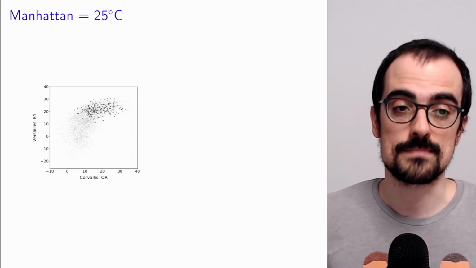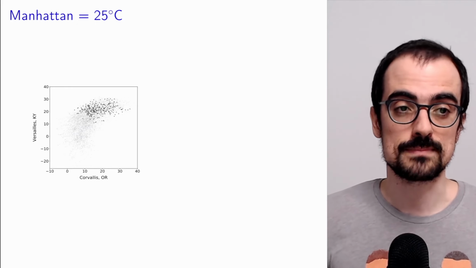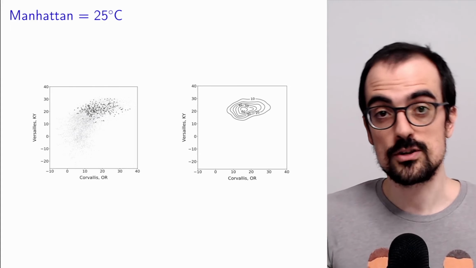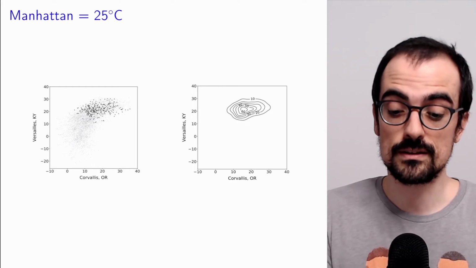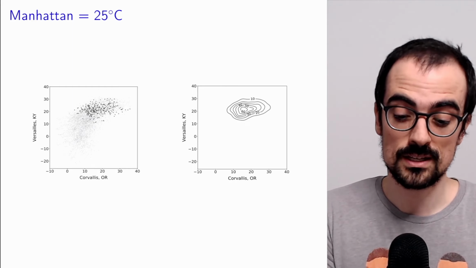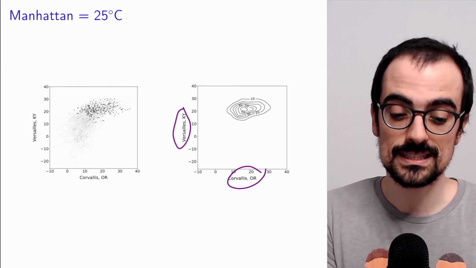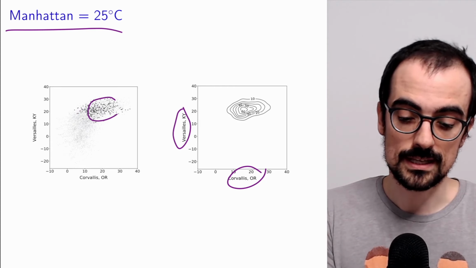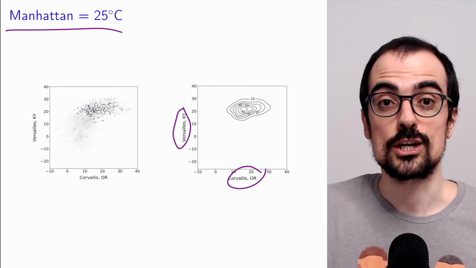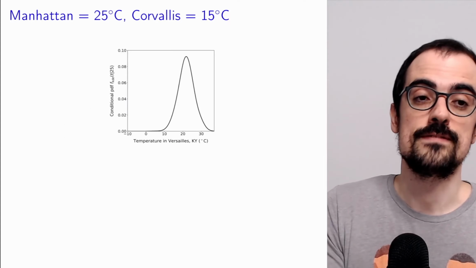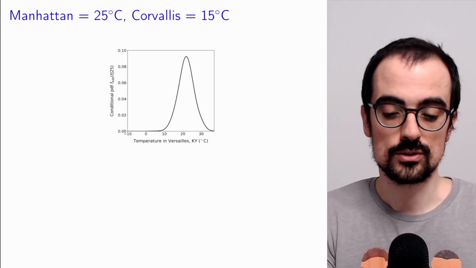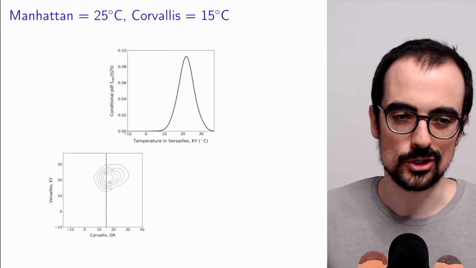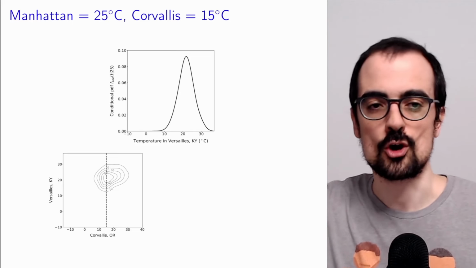So what happens if it's warmer in Manhattan? These are the values for which the temperature at Manhattan was close to 25 degrees. If we compute the conditional joint PDF, notice that it looks very different from the other one. This is the conditional joint PDF of Versailles and Corvallis, given that in Manhattan it's hotter. So before we were taking something like this, now we're taking something like that. What happens to the conditional distribution of Versailles given Manhattan and also Corvallis? This is the conditional just given Manhattan. Now we're going to slice this conditional joint PDF to get the conditional given Manhattan and also Corvallis.